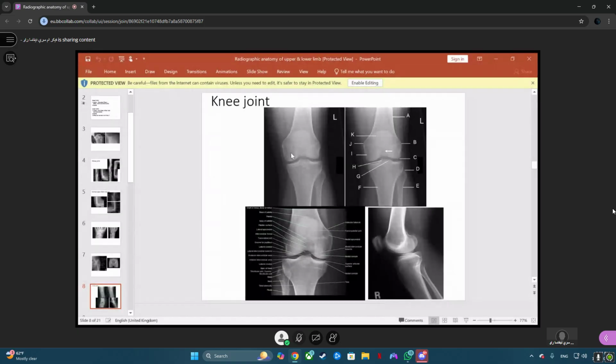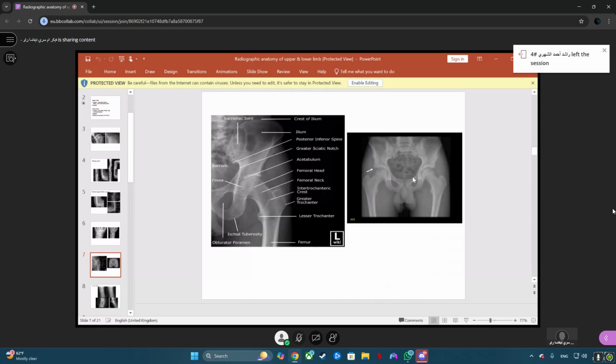So this is the X-ray of the knee joint. Before this, let me go back to the previous slide. Here you are seeing the anterior-posterior view of the hip joint.